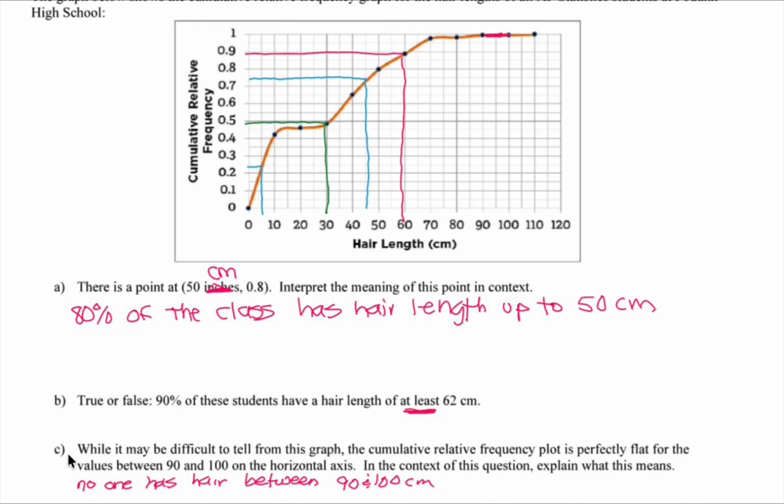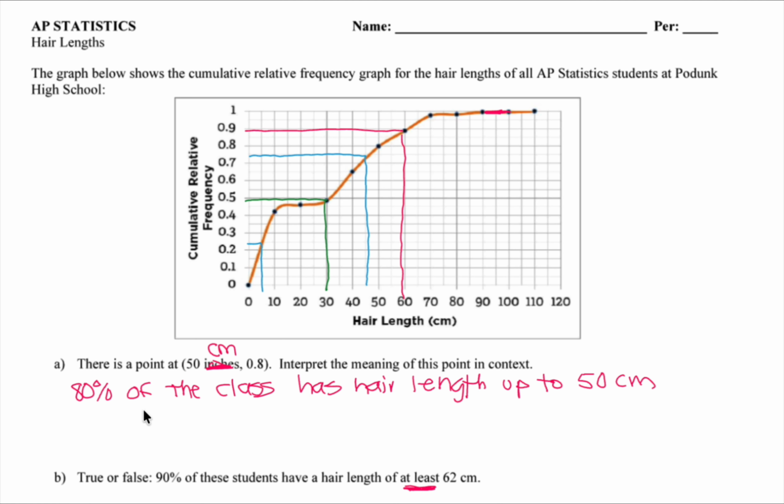Part C says the Ogive is perfectly flat between 90 and 100 centimeters and asks what that means in context. A flat section on an Ogive means the cumulative frequency is not increasing, which tells us that no new data values are being added in that interval. So in plain language, this means no students have hair lengths between 90 and 100 centimeters.